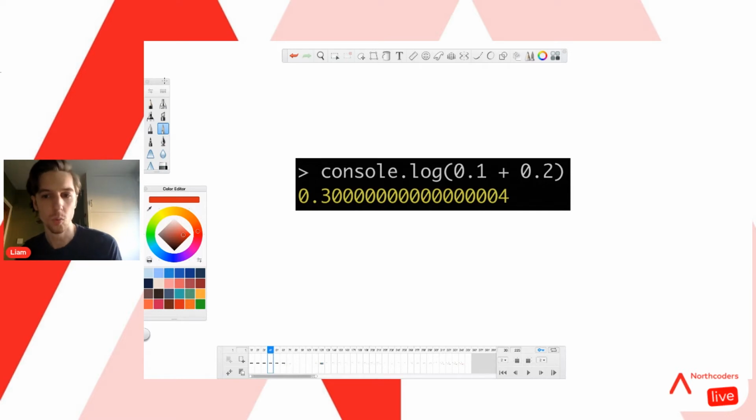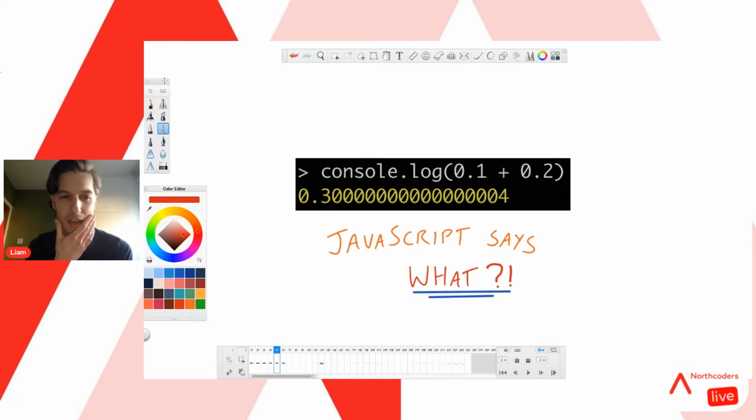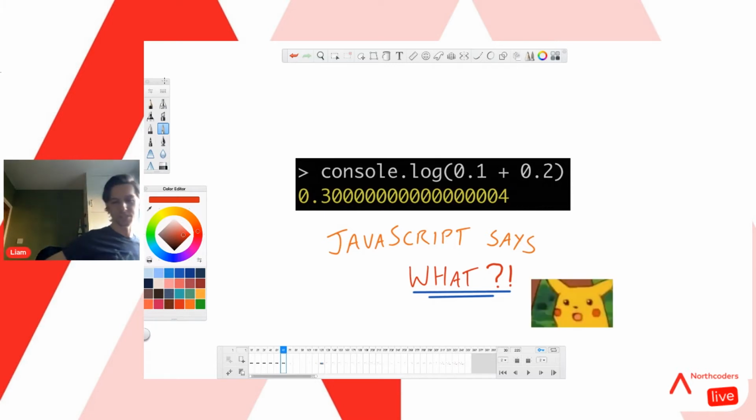0.3 with an awful lot of zeros after it, followed by a mysterious rogue 4 at the end. JavaScript has not behaved in the way that we would intend it to. And we would think, of all the things that computers can do, surely it can do some straightforward arithmetic. We are shocked by the fact JavaScript is not behaving in the manner in which it is supposed to.